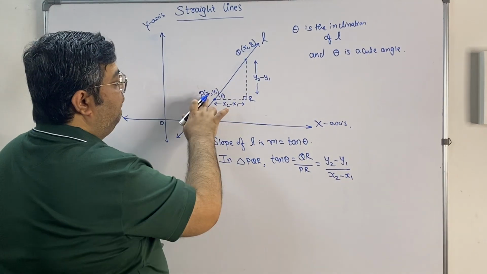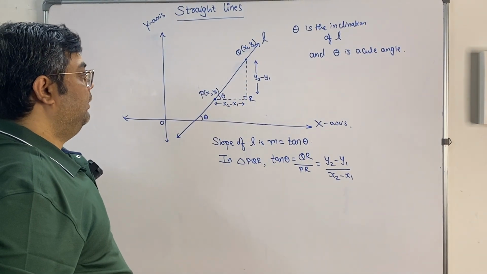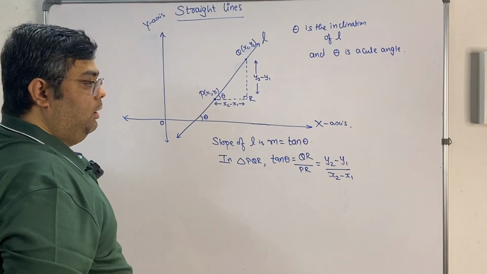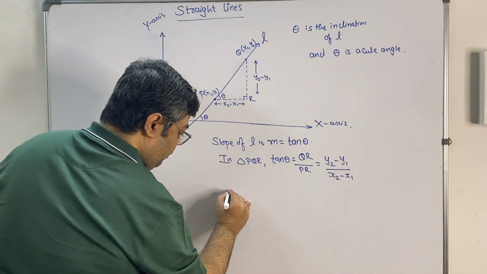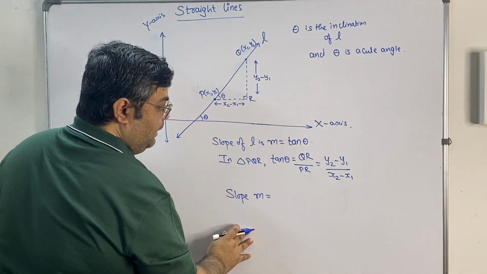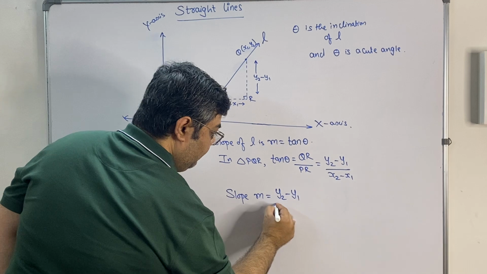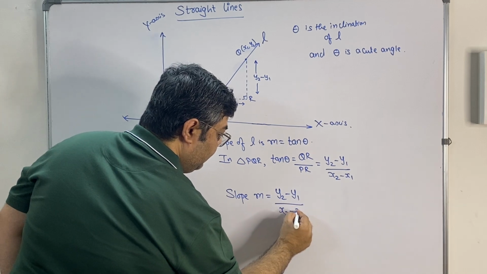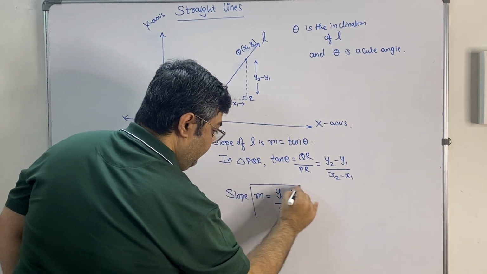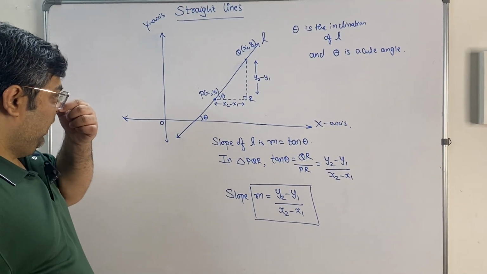So if (x1, y1) and (x2, y2) are the coordinates of any 2 points on the line, then the slope m can be given by y2 minus y1 over x2 minus x1. This was for the acute angle.